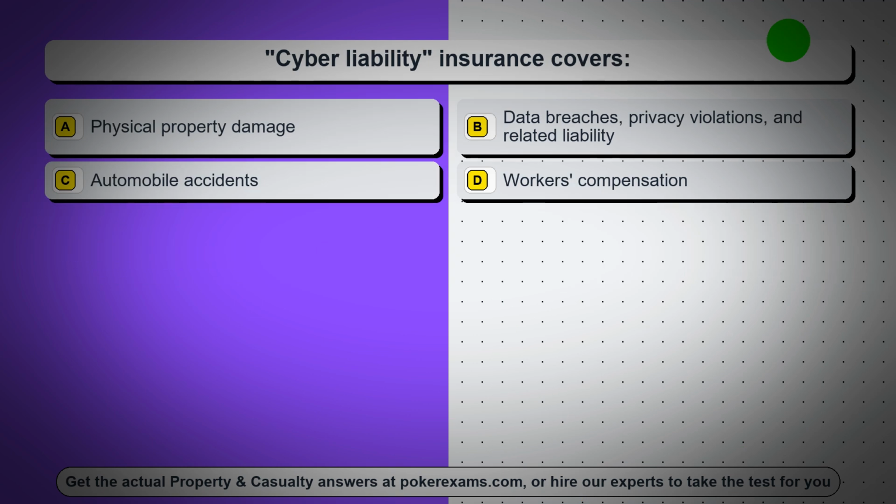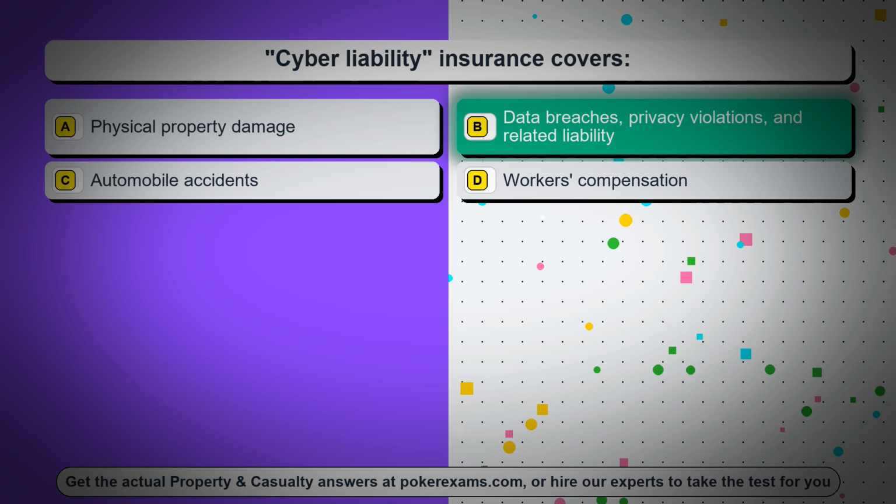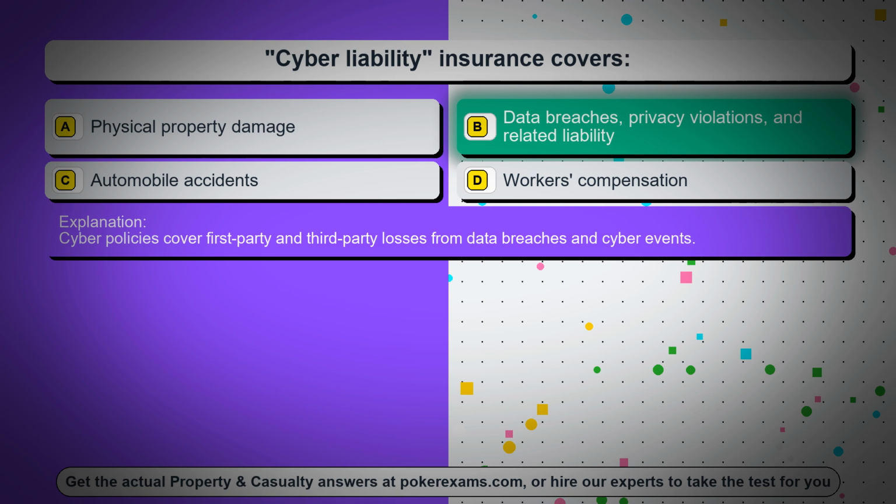Question 28. Cyber liability insurance covers: Option A, physical property damage. Option B, data breaches, privacy violations, and related liability. Option C, automobile accidents. Option D, workers' compensation. The correct answer is option B, data breaches, privacy violations, and related liability. Cyber policies cover first-party and third-party losses from data breaches and cyber events.